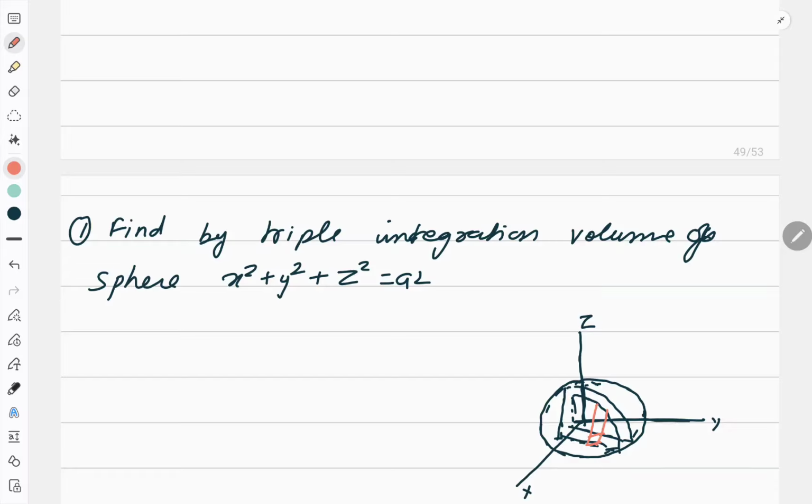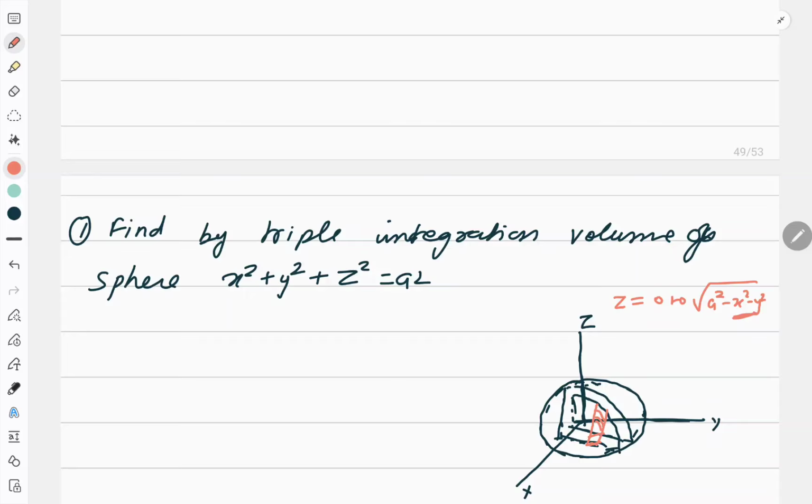If you observe this strip carefully, the base is sitting on the xy plane. The z coordinate is moving from the xy plane along the z axis. So in Cartesian format, the z limit will be from 0, because we are taking only one part, to under root a square minus x square minus y square, because on the xy plane we have a circle. Correct?